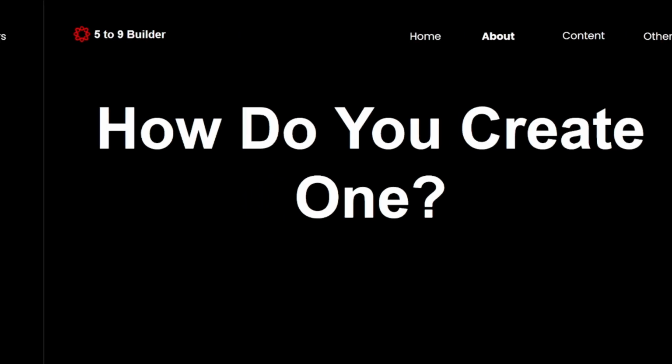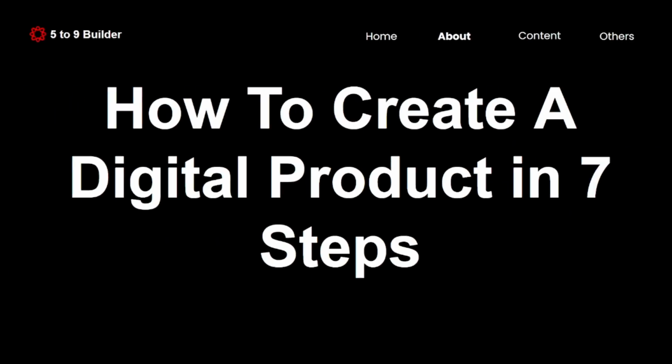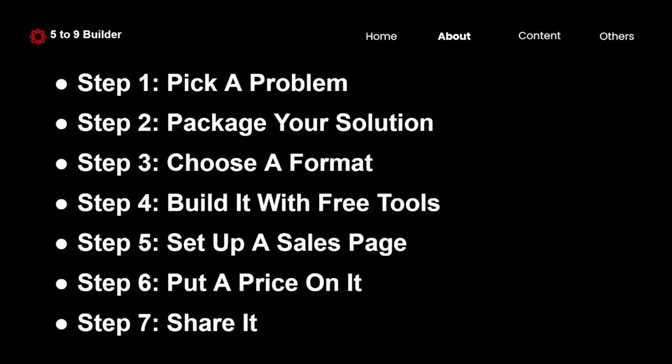Now, how do you create a digital product in 7 steps? Okay, so we are going to learn how to create this digital product in 7 steps. We are talking about turning our solution into an ebook. Okay, so let's continue. Now, the first step is to pick a problem.